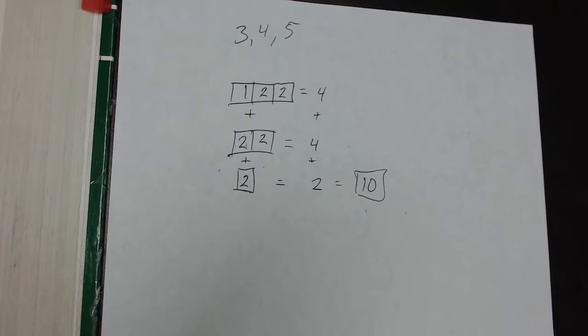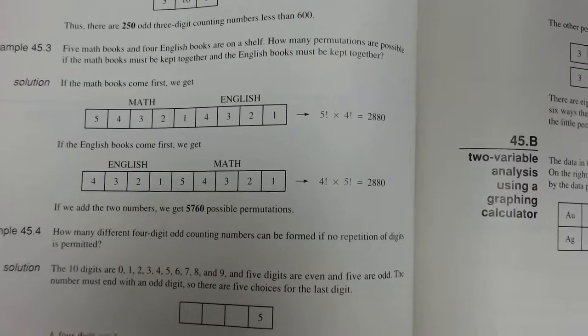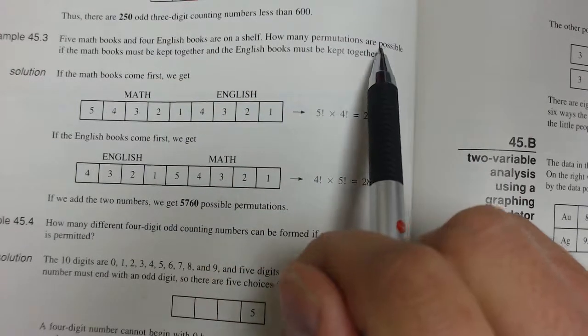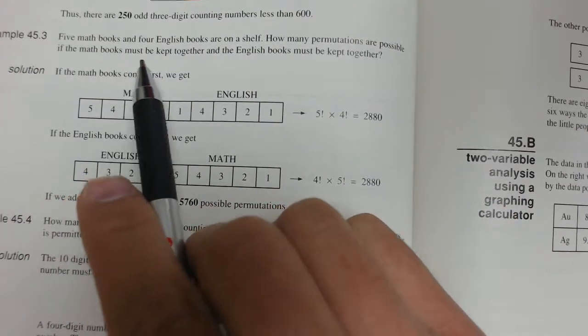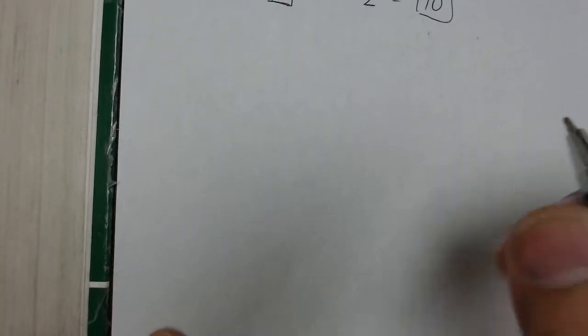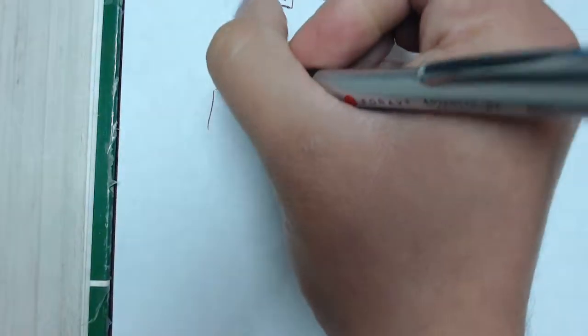Here we go. Let's see here. 5 math books and 4 English books are on a shelf. How many permutations are possible if the math books must be kept together and the English books must be kept together?